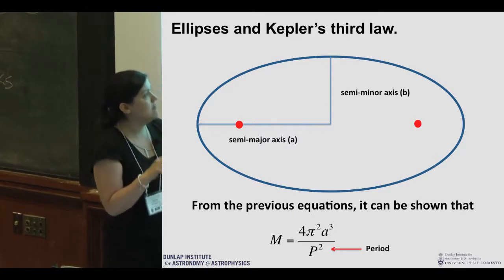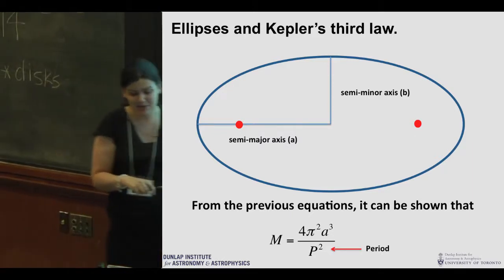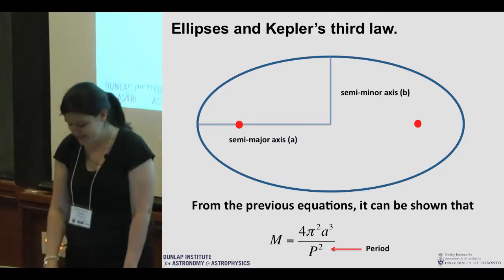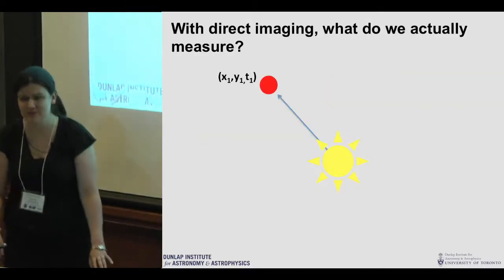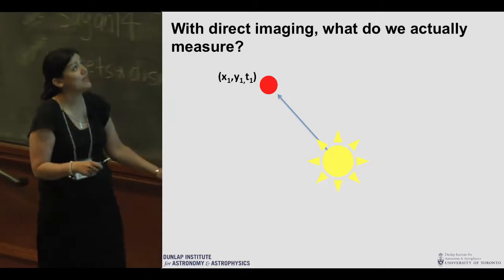So this is, of course, the period, the whole time it takes for the orbit to be completed. Okay, all right, so that was mathiness. So I'm going to pause from mathiness for a second.